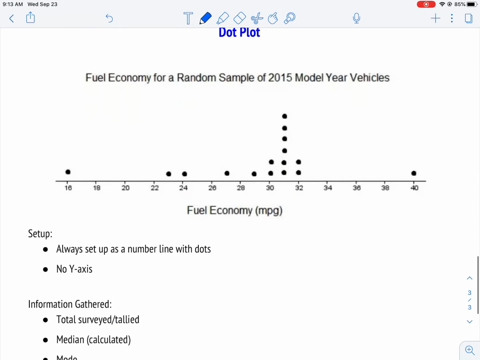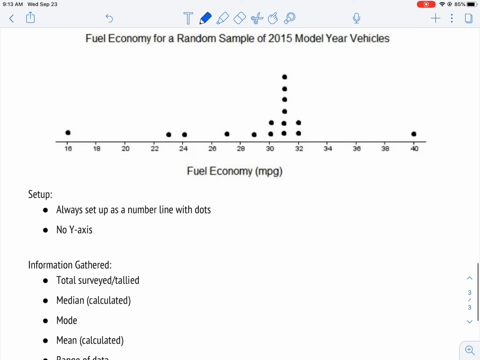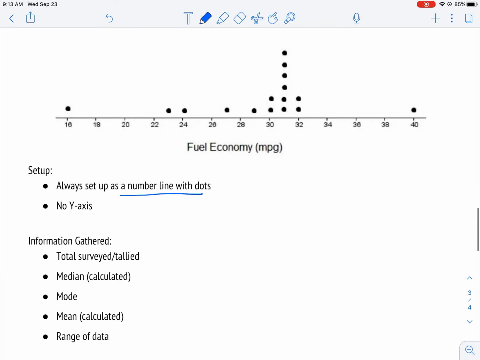The last one is a dot plot. A dot plot looks kind of similar to a histogram, but it's not based on ranges. It's always set up with a number line, okay, and there are always dots to represent it, and there's no y-axis. Essentially, the dots represent the frequency here. What information can you get? Well, you can absolutely see how much data there were, right? In this case, there's 1, 2, 3, 4, 5, 6, 7, 8, 9, 10, 11, 12, 13, 14, 15, 16. They surveyed 16, or they looked at 16 cars, okay?